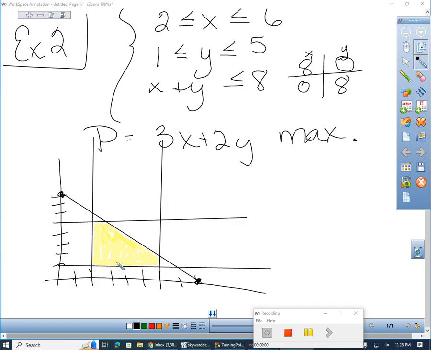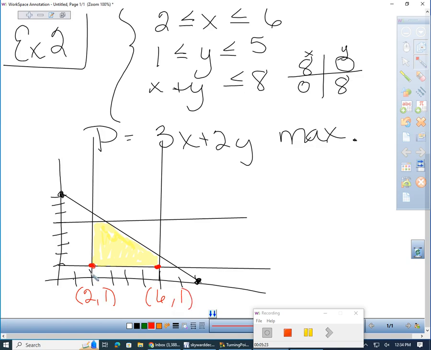Next, we have to find the vertices. This vertex right here is at a cross point. What was that one? 2, 1. Very good. This one is also at a cross point. What is that one? 6, 1. Should be 1, 2, 3, 4, 5, 6. Yeah, 6, 1. Okay. This one is at a cross point. What's that one? 2, 5. Good. Now, these two, however, we have to calculate.